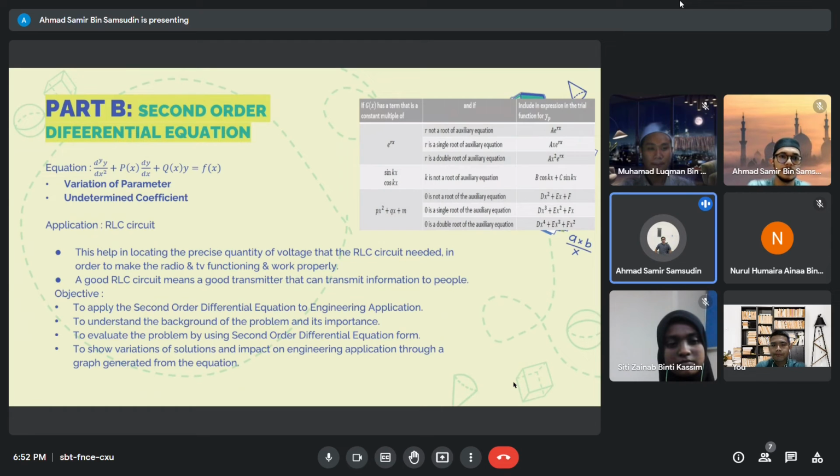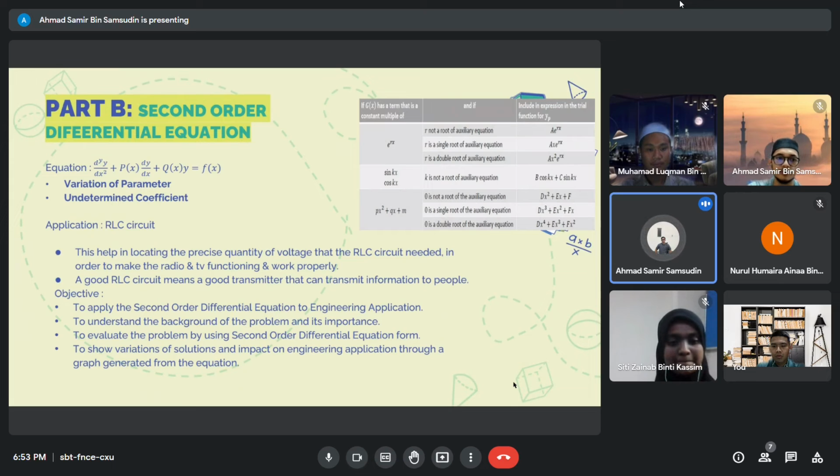In the second order differential equation, we use the application of the RLC circuit. This helps in locating the precise quantity of voltage that the RLC circuit needs in order to make the radio and TV function and work properly. A good RLC circuit means a good transmitter that can transmit information to people.